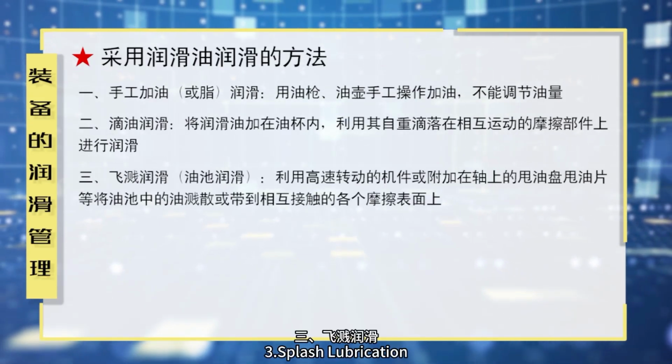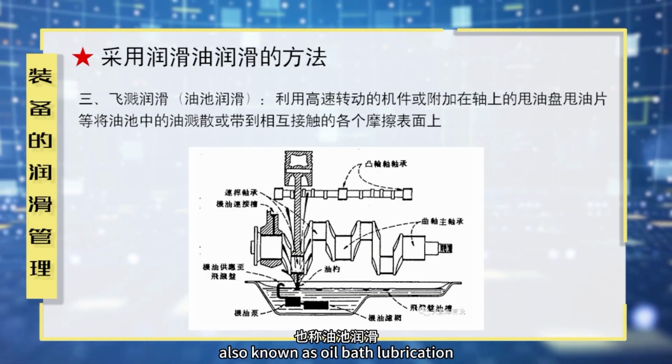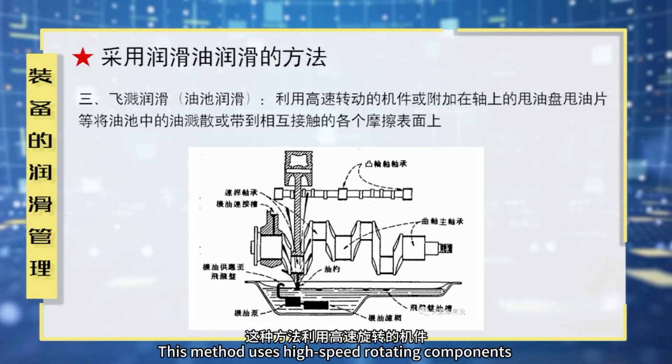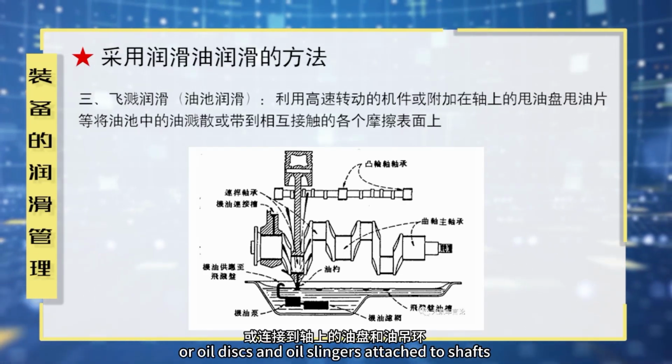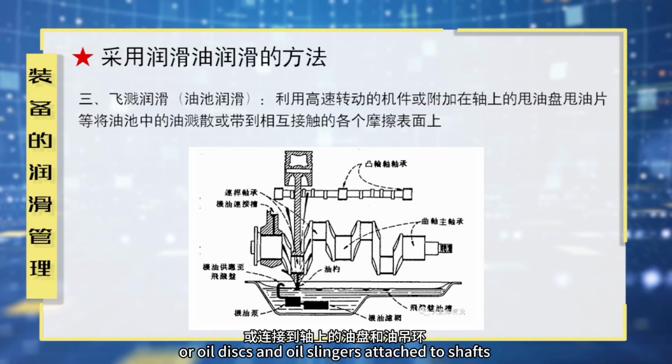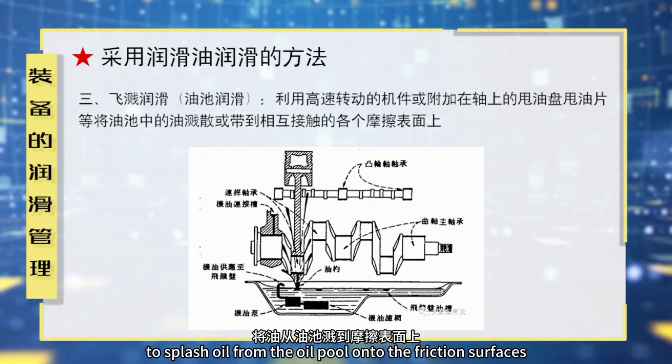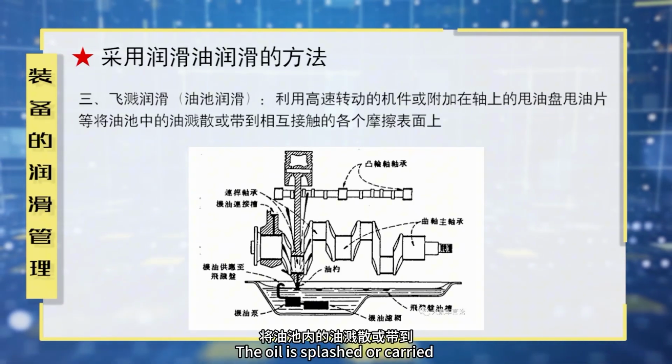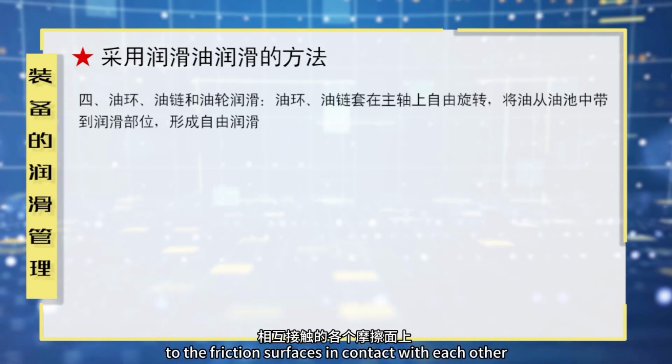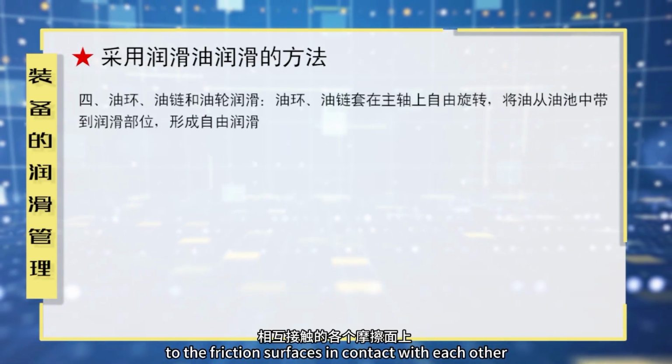Third, splash lubrication, also known as oil bath lubrication. This method uses high-speed rotating components or oil discs and oil slingers attached to shafts to splash oil from the oil pool onto the friction surfaces. The oil is splashed or carried to the friction surfaces in contact with each other.